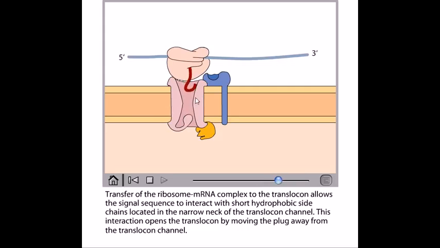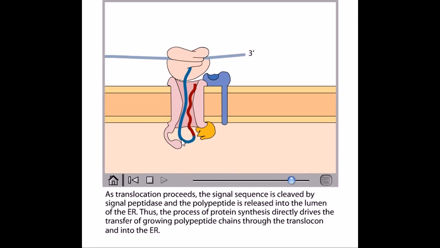The transfer of the ribosome-mRNA complex to the translocon allows the signal sequence to interact with the short hydrophobic side chains located in the narrow neck of the translocon channel. This interaction opens the translocon by moving the plug away from the translocon channel. As translocation proceeds, the signal sequence is cleaved by the signal peptidase, and the polypeptide is released into the lumen of the ER.